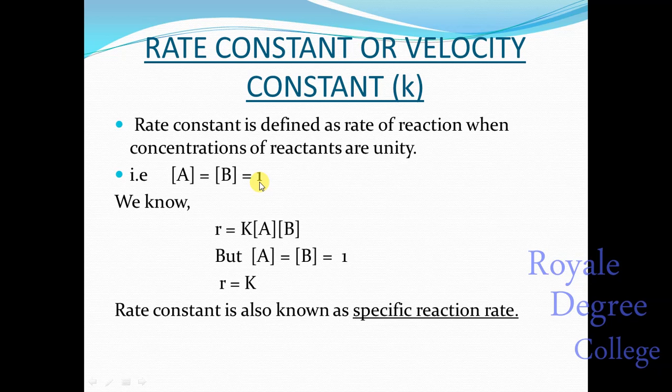We know R, the rate of a reaction, is equal to K times concentration of A times concentration of B. But concentration of A is equal to concentration of B, which is equal to 1, that is unity. Both are equal, so R will be equal to K. Rate constant is also known as specific reaction rate.